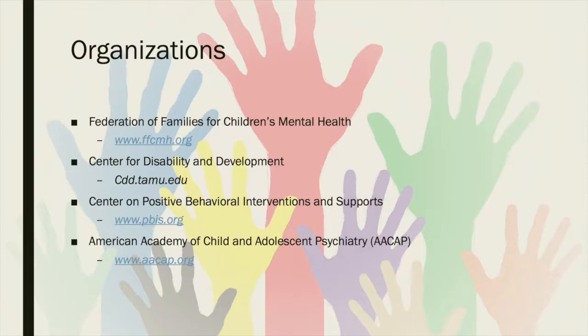For more information on organizations that support the classroom and family structure for students, here are a few listed below. This gives parents and those in the education field great information on how to maintain behaviors and support students with ED. The organizations are the Federation of Families for Children's Mental Health, Center for Disability and Development, Center on Positive Behavioral Interventions and Supports, and American Academy of Child and Adolescent Psychiatry.